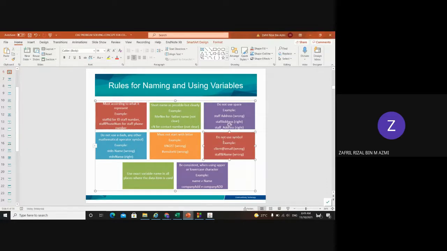Do not use symbols. This is the same as the mathematical symbol. This symbol also cannot be accepted by the syntax. So it is wrong, and you will get an error for your program.